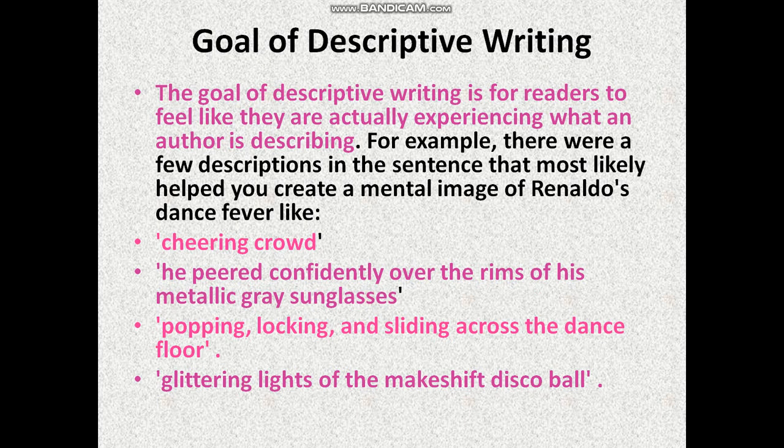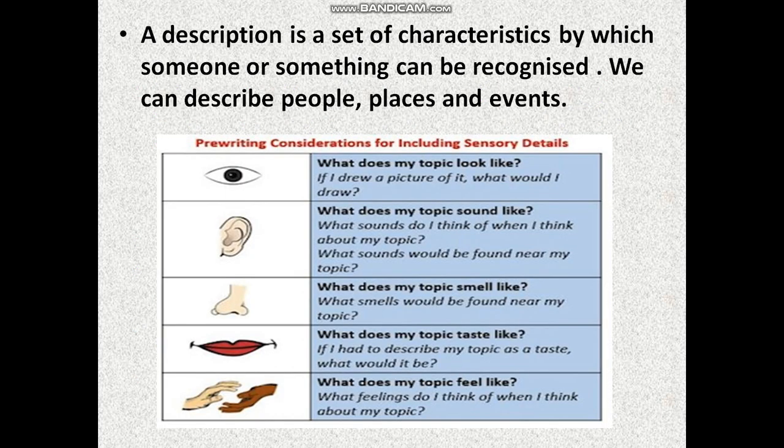There were so many phrases used, like cheering crowd, and then so much description given, like he peered confidently over the rims of his metallic grey sunglasses, popping, locking, and sliding across the dance floor, all the dance moves described, and glittering lights of the makeshift disco ball. It was a dancing area, as we can imagine, with glittering lights and all the fun going on, isn't it?